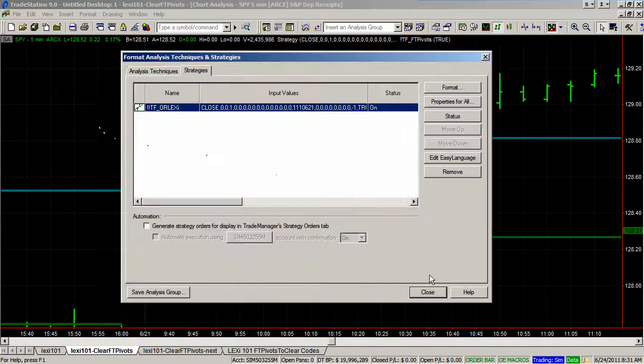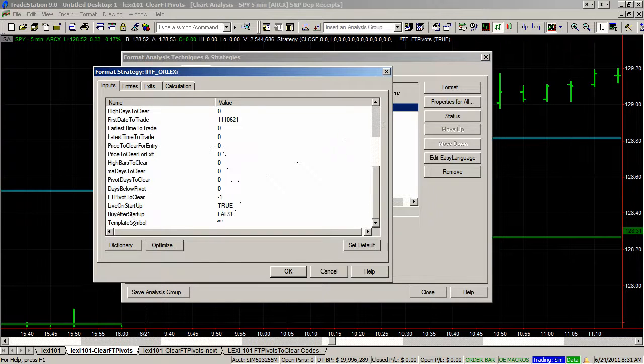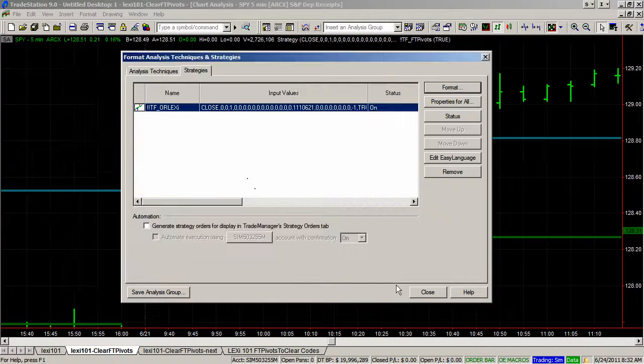The last one, though, is not so simple. It's the clear MA days to clear. Now, MA stands for moving average. And when we use moving average days to clear, we're not talking about the moving average of bars like we're typically talking about in a TradeStation strategy or analysis technique. We're looking to compute from our 5-minute bars what the daily moving averages are, and to show them as reference lines, horizontal lines, on our intraday bar chart.